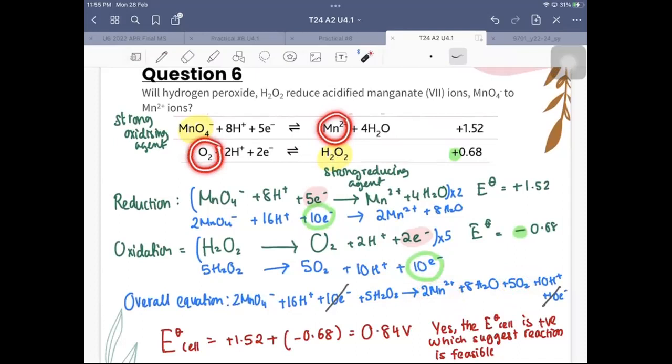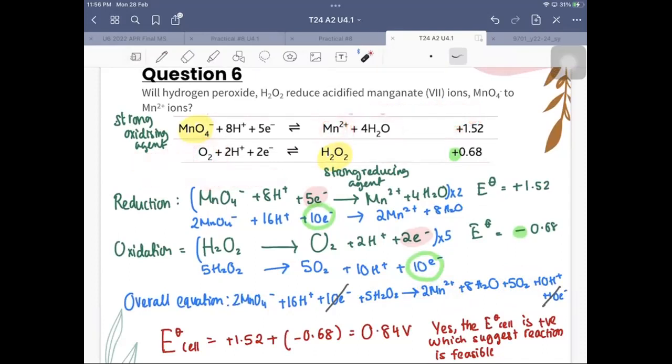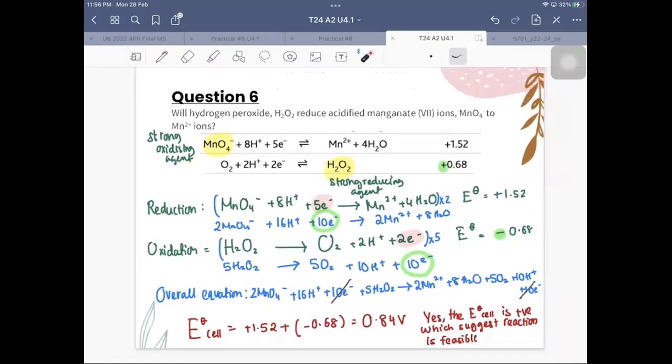Okay, so you can see that Mn2+ is your weak reducing agent, and O2 is the weak oxidizing agent. So even without calculation, we can already argue that Mn2+ is a weak reducing agent and O2 is a weak oxidizing agent, so they will not react. It is not feasible. So that means this reaction going in the reverse direction will not be feasible. Okay, I hope that is clear to you.